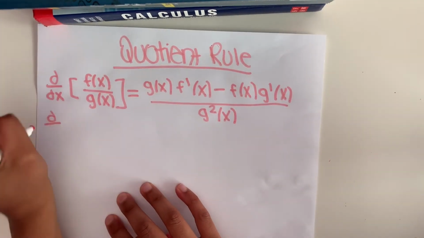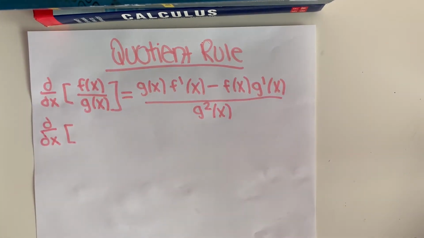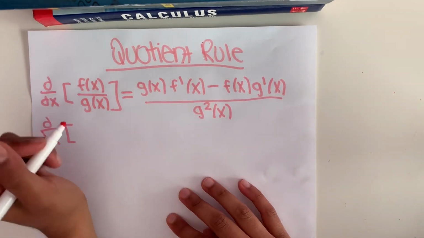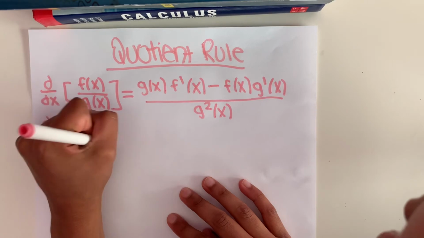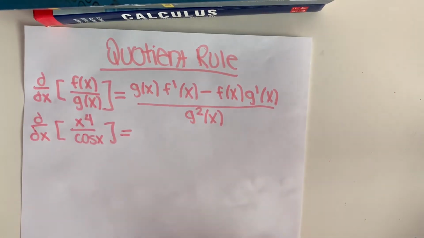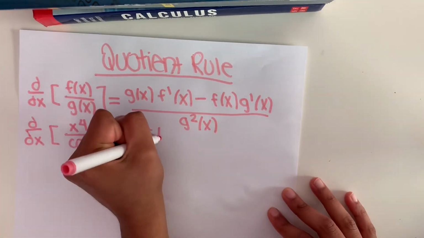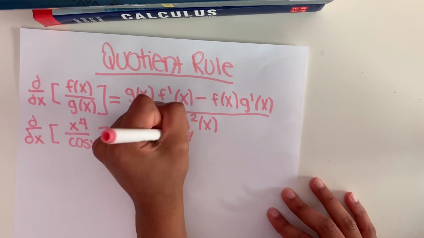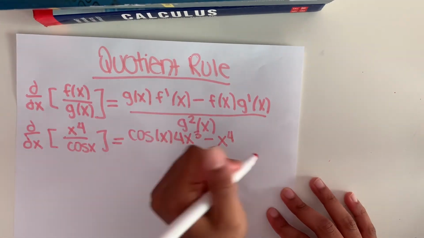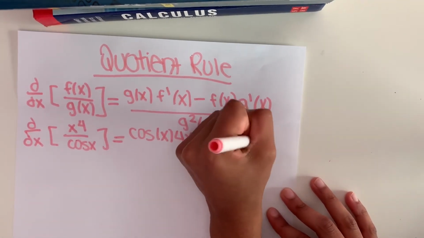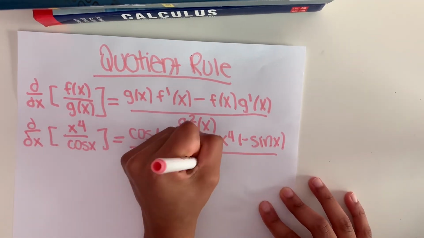So now we can go through the same problem that we had in the product rule, which was x to the fourth and then cosine x, but this time they're going to be divided. So x to the fourth divided by cosine of x. So we're going to go low times the derivative of the high, 4x cubed, minus high times the derivative of the low, which is negative sine x, all over cosine x squared, low squared.